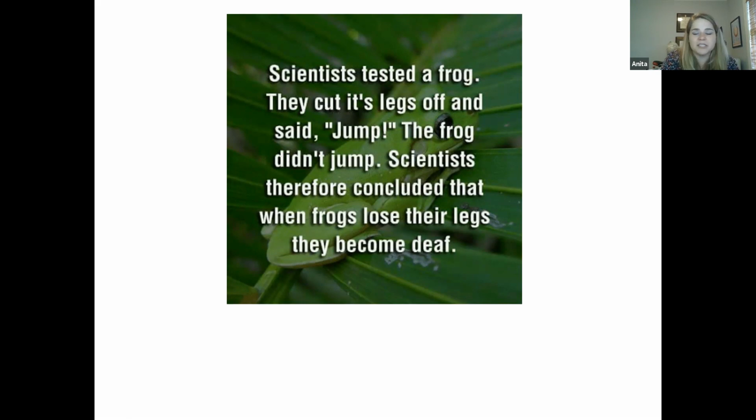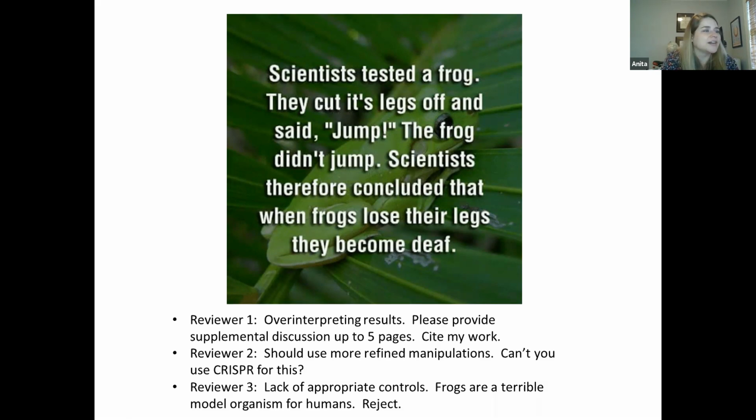I've been spending a lot of time in quarantine, so I imagined what a reviewer would say about this. Obviously, you always have 3 peer reviewers. The first one says that you're over-interpreting your results. You need to provide a supplemental discussion of 5 pages in terms of the alternative interpretations, and be sure to cite the work of that reviewer. Reviewer 2 says, can't you use CRISPR for this instead of cutting off the mouse's legs? And then the third reviewer says you don't have appropriate controls. Frogs are also a terrible model organism if you're modeling human disease, and we're just going to reject this.